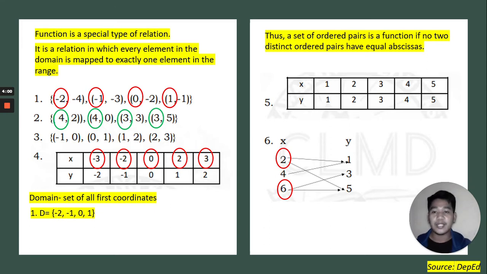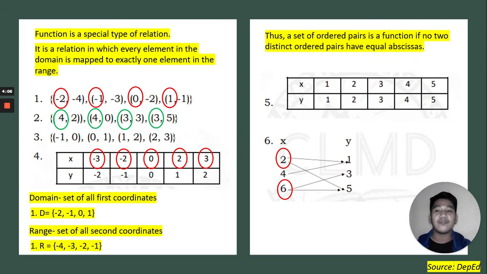How about the range? The set of all second coordinates. So we have here -4, -3, -2, and -1. That's for number 1. The rest, you can do by yourself.